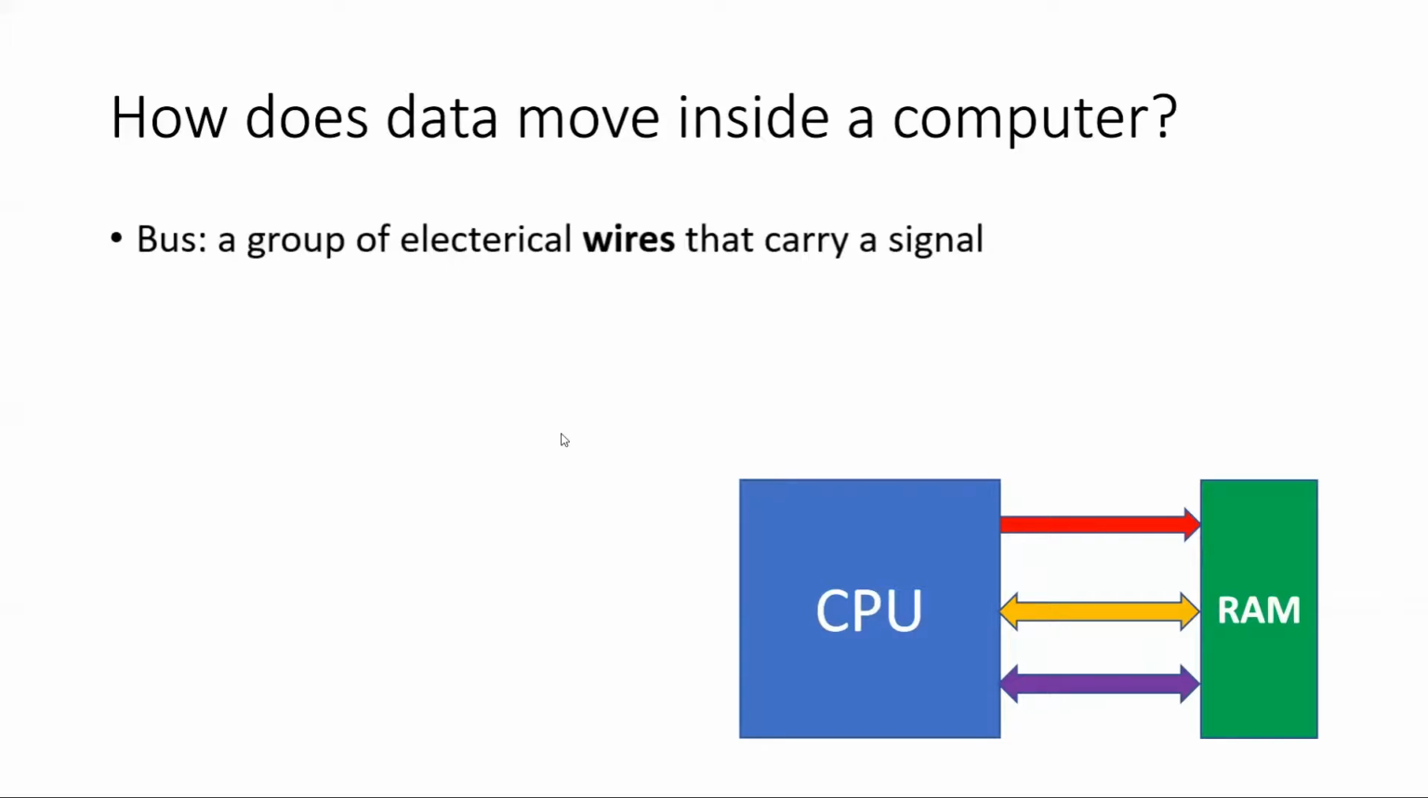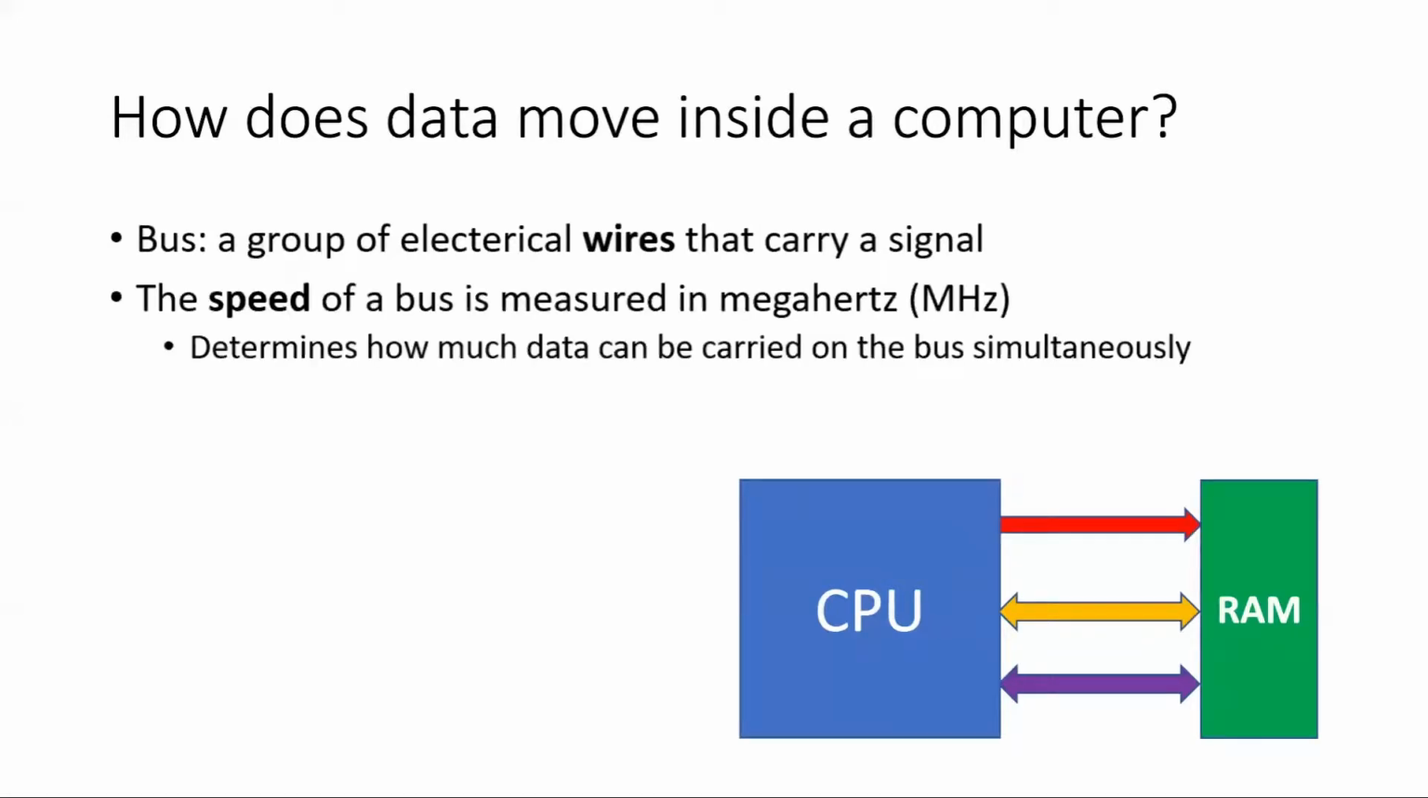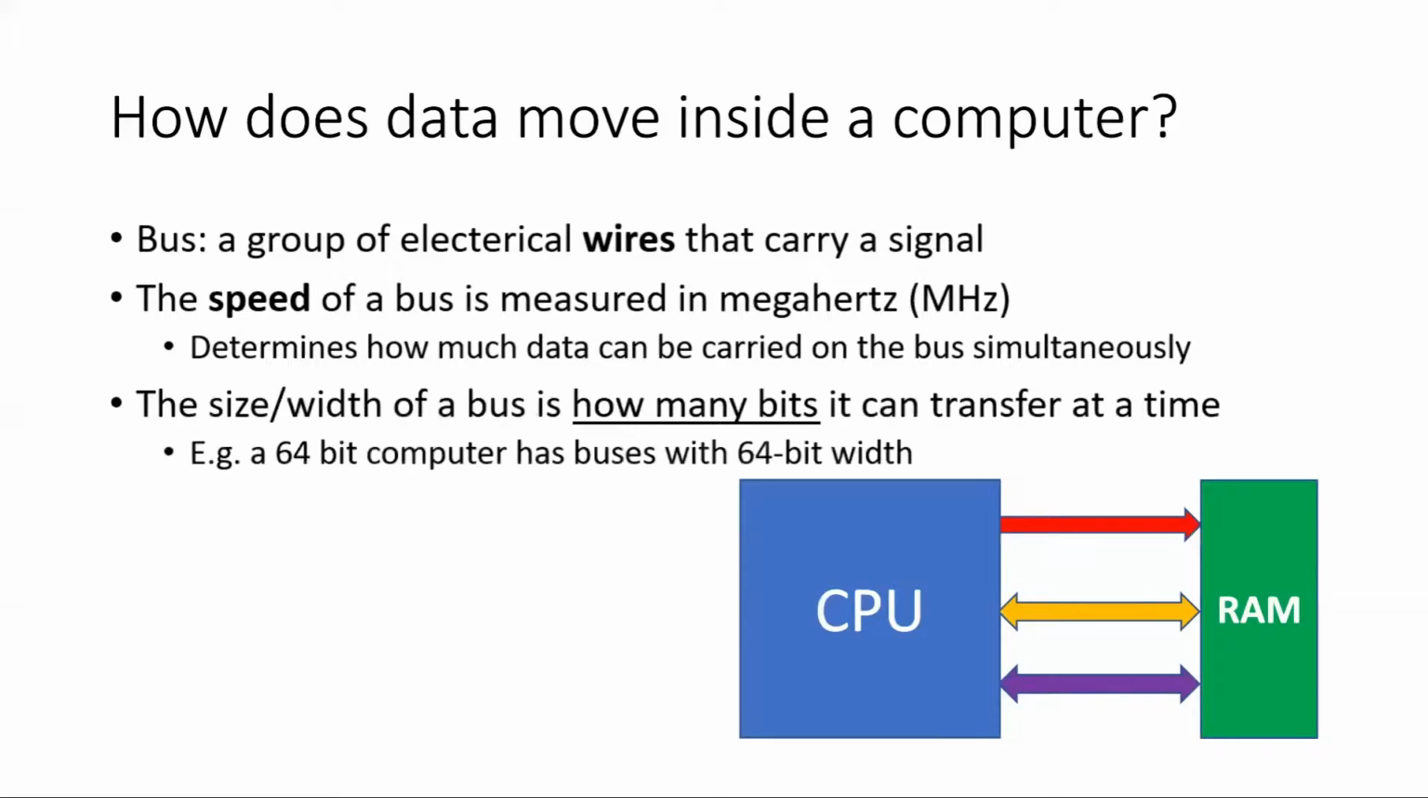A bus is simply a group of electrical wires that carry a signal. And buses have different speeds. The speed of a bus is measured in megahertz, which is a metric for measuring frequency. And the speed of a bus determines how much data can be carried on the bus simultaneously. We also have the notion of size of a bus, or width of a bus, which shows how many bits of data a bus can transfer at the same time. Usually nowadays computers have buses which are as long as 64 bits.